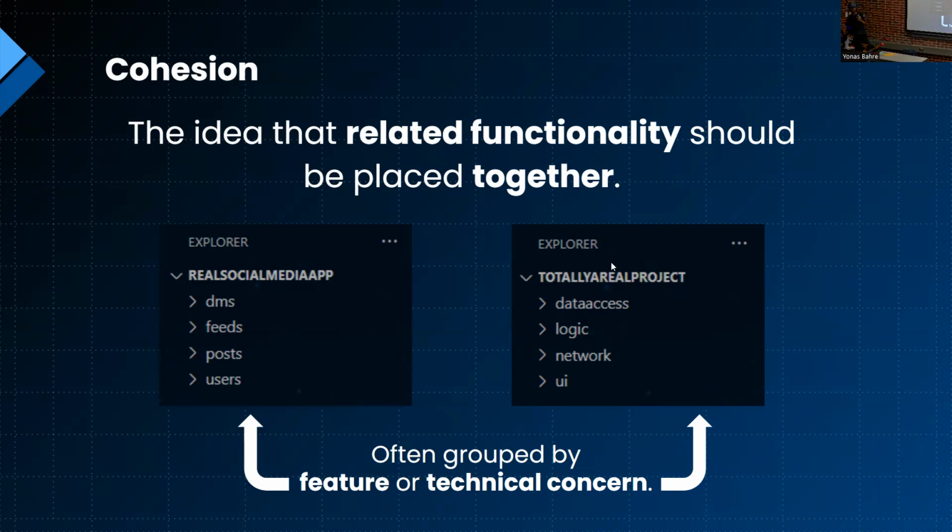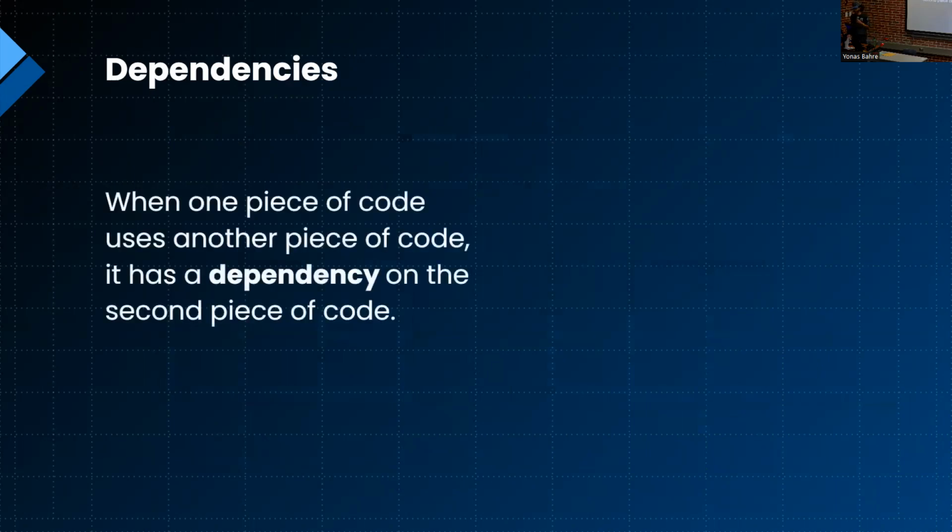I'd say this is probably the most self-explanatory slide in this whole deck. And a big one, dependencies. So a dependency is a pretty simple concept, right? If one code uses another piece of code, it is dependent on the second piece of code. So this is also known as coupling. If you ever hear someone say code is coupled, that means there's a dependency.